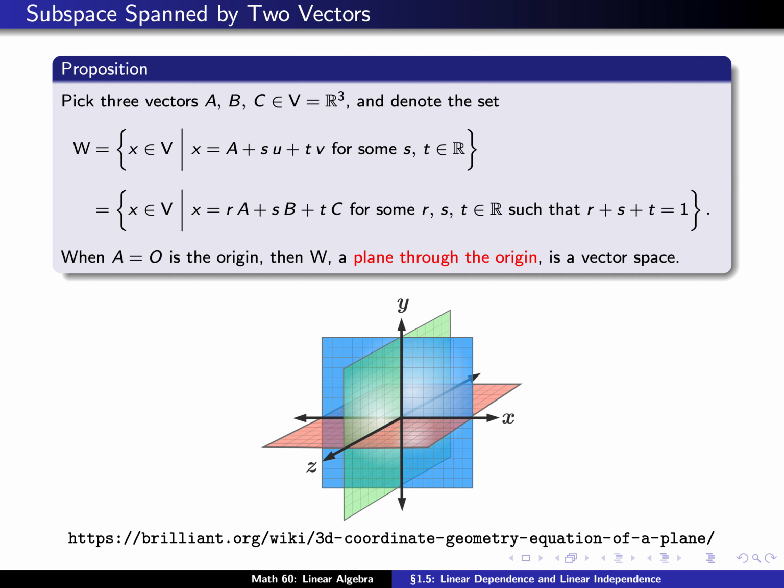Once we have our set W, we see that this is a plane through the origin precisely when we can pick one of the vectors, let's say A, to be the origin. And in fact, this is an example of a vector space. The graphic here at the bottom of the screen shows a few examples. For example, W might be the green shaded region, or it might be the blue shaded region, or perhaps even the red shaded region. Each one of these is a plane going through the origin. This means that actually in three-dimensional space, R3, there are infinitely many such vector spaces.